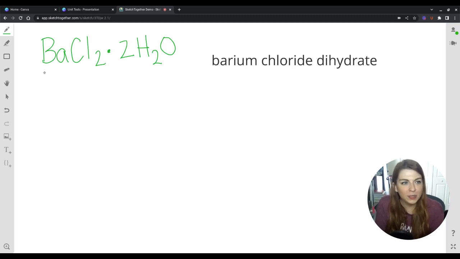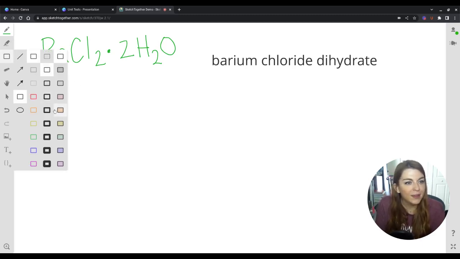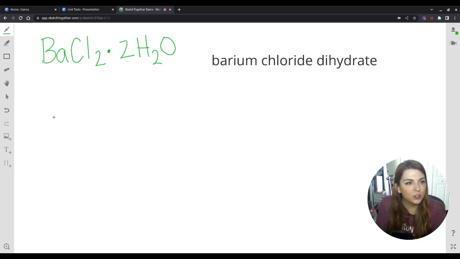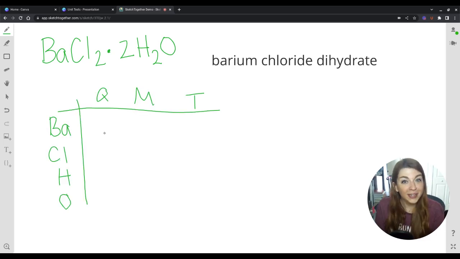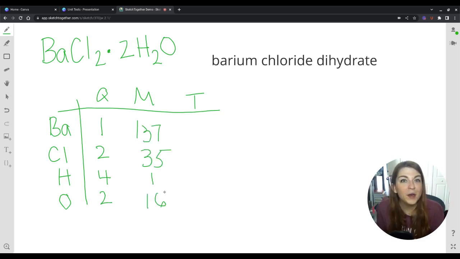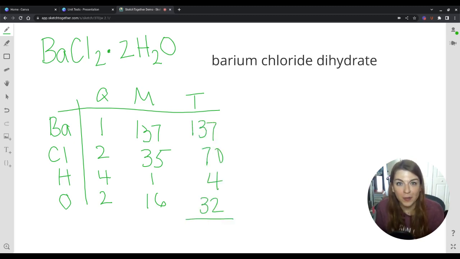Now, to figure out the percent by mass, again, we're going to do a QMT chart. I know you love them. We are going to list out all of the elements, count them all up, pull their masses from the periodic table, multiply going across, and add going down to figure out the molar mass.